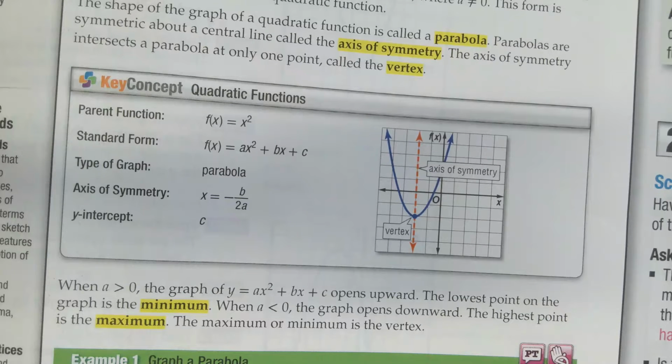Okay, but today we're going to teach you all the tools it takes to be able to graph quadratic functions. It's not as easy as graphing a line. Plot the y-intercept, find the slope. It's not that easy. It gets quite a bit harder.